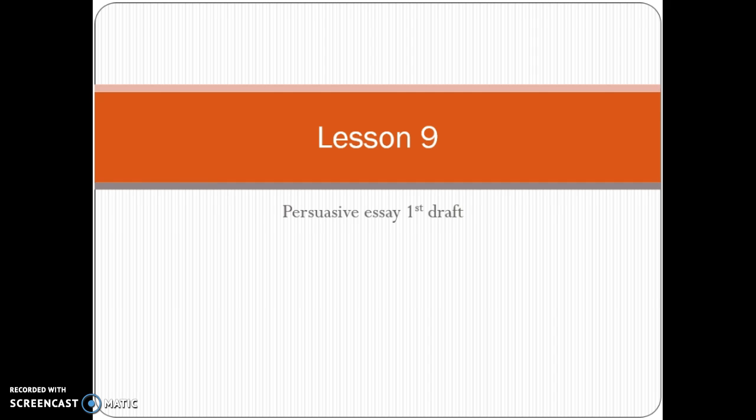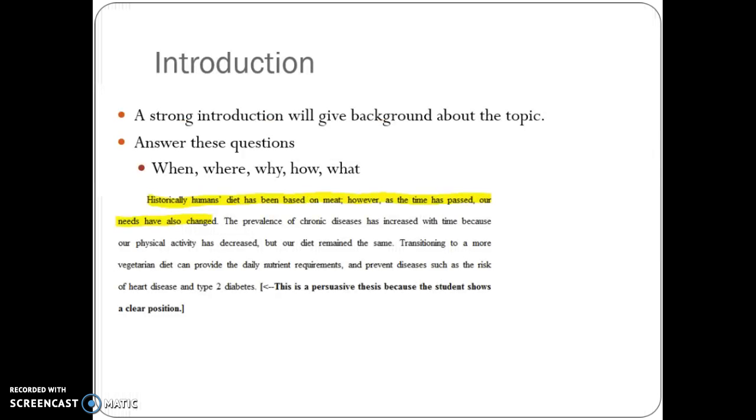In this lesson we are talking about how to write your persuasive essay. Last week in lesson 8 we talked about the outline. So these are the different parts I should see in your essay. The first is the introduction. The introduction is the first paragraph.